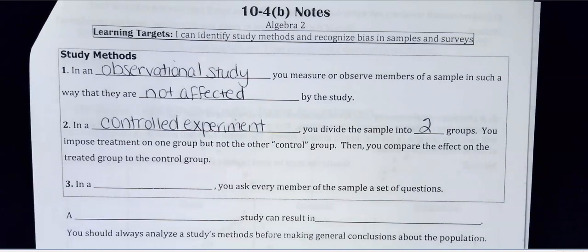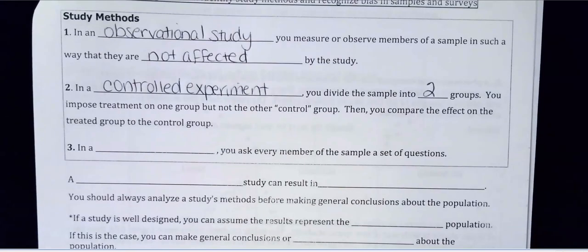The group you do give something to, that's where a lot of times they'll do like a medication with this type of a study. They'll give one group the medication, the other group they'll give a placebo, which doesn't affect us, like a sugar pill. We'll talk about that in one of the examples here in a minute. But controlled experiment, 2 groups. One group gets some kind of treatment, the other one does not, and then you compare.